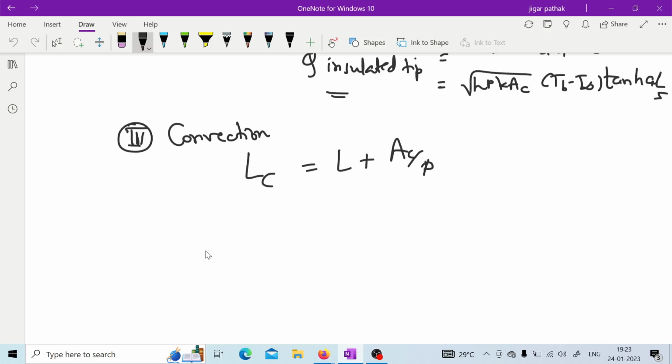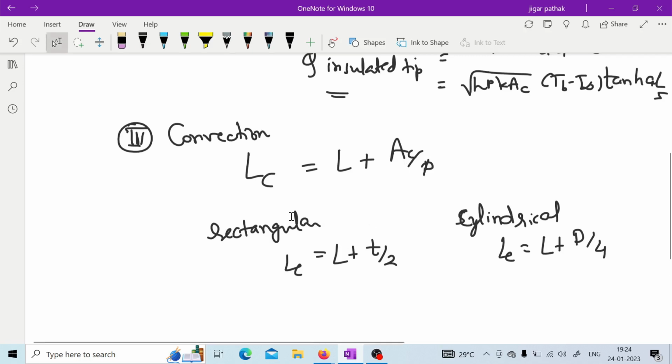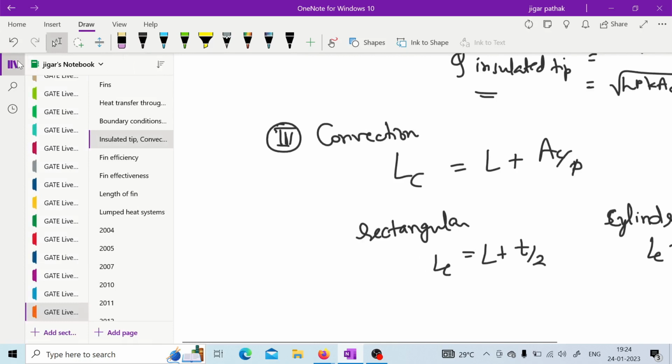If you consider any rectangular fin and you calculate this Lc, then it will come to L plus t by 2, or if you go for any cylindrical fin, then you will have your Lc equal to L plus D by 4. Ac is the cross-sectional area and P is the perimeter. So this is how you have your heat transfer and temperature distribution along the fin.